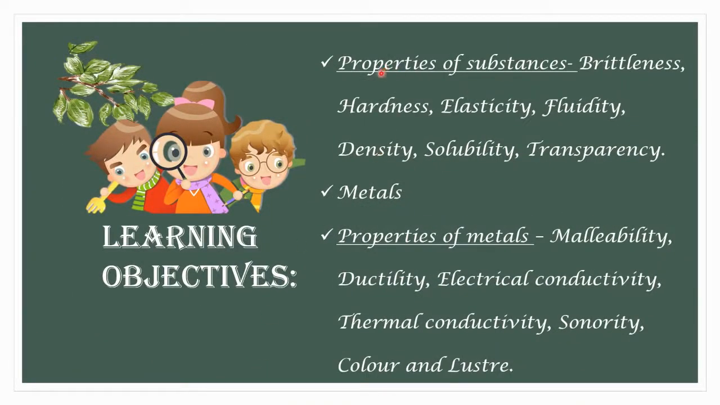Now students, as we recalled what we have studied in Module 1, let's see what the learning objectives of Module 2 are. In this module, you will be learning about the properties of substances like brittleness, hardness, elasticity, fluidity, density, solubility and transparency. Then you will be studying what metals are and the various properties of metals like malleability, ductility, electrical conductivity, thermal conductivity, sonority, color and luster.